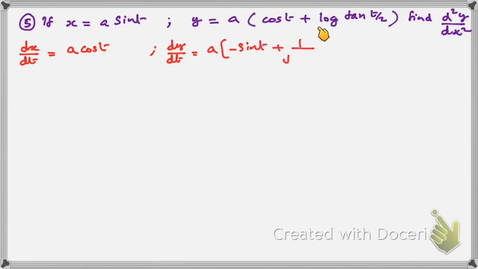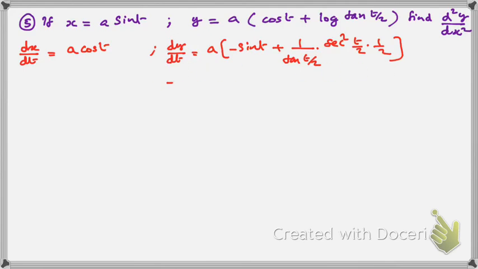y is given to me like that, so I'm going to differentiate it. dy by dt would be a into the derivative of cos t, which is minus sin t, plus the derivative of log of f of x, which would be 1 by f of x into f dash of x, the inner derivative. So log of tan t by 2 would be 1 by tan t by 2 into the inner derivative. The derivative of tan t by 2 is sec square t by 2 into 1 by 2, the inner derivative. So I differentiated y with respect to t.